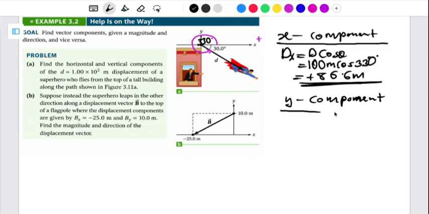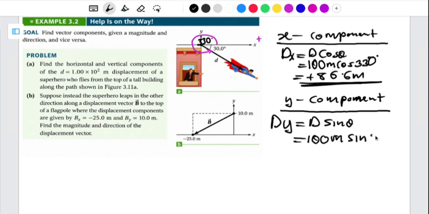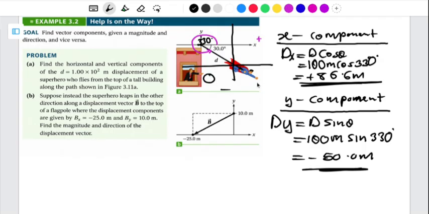Then for the y component, y or dy is going to be equal to d, then sine theta. So in this case, I have 100 meters, then sine 330. So here I'm going to get negative 50.0 meters. This makes sense because this is the negative side of the y-axis. If you draw the Cartesian plane here, this is the negative side. So it can be either this side or this side. And this is the positive side of y. It can be this side or this side. So that is one thing that you have to know here.